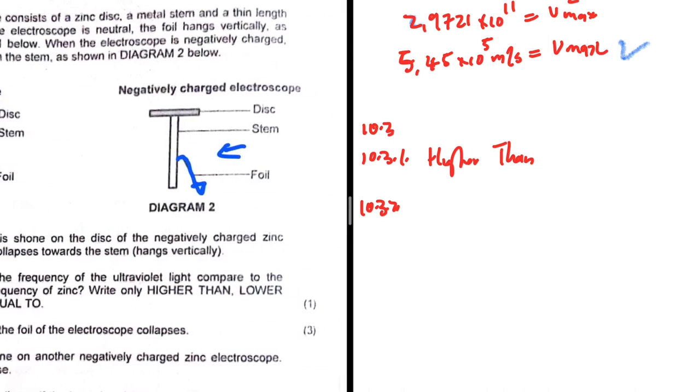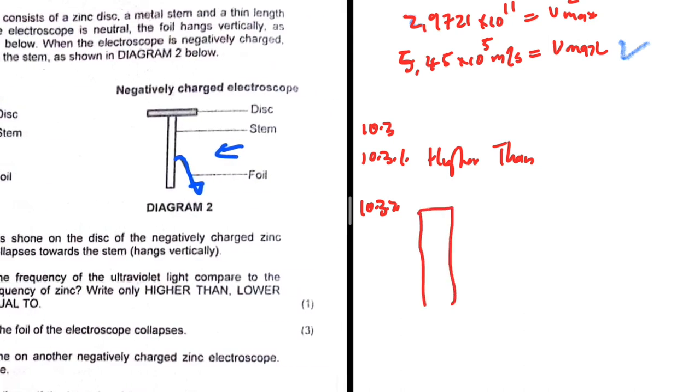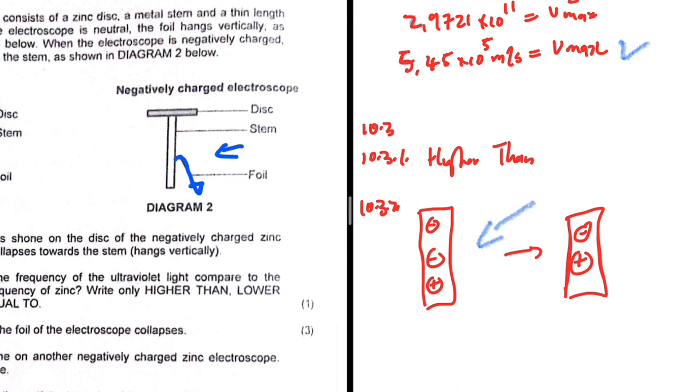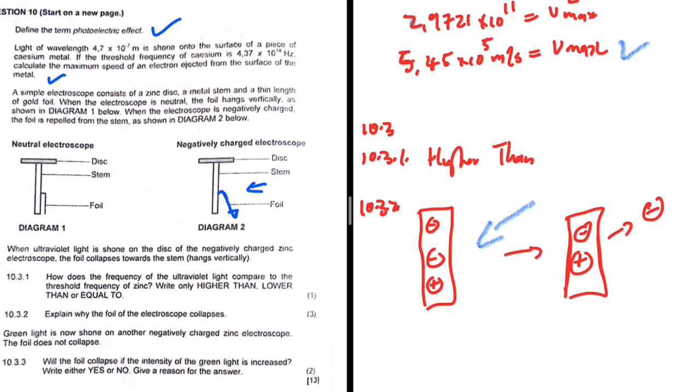So why is it neutral from being negatively charged? It was negatively charged and now it is neutral. Why is that the case? That is because light of suitable frequency has been shone and then an electron has been ejected. So that is how we know that ultraviolet light has a frequency that is higher than the threshold, because an electron or electrons have been ejected. That is why it is no longer negatively charged and now it is neutral and the foil is falling back.